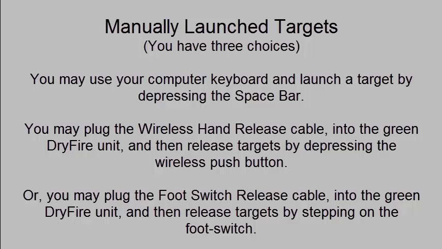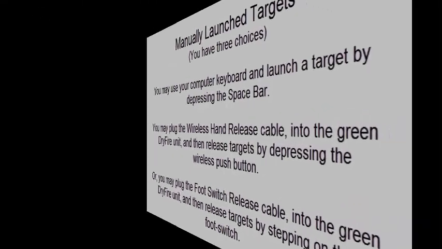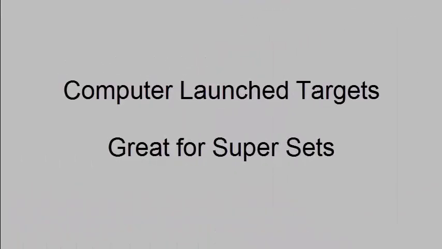Manually launched targets. You have three choices. You may use your computer keyboard and launch a target by depressing the spacebar. You may plug the wireless hand release cable into the green dry fire unit and then release targets by depressing the wireless push button. Or you may plug the foot switch release cable into the green dry fire unit and then release targets by stepping on the foot switch. Computer launched targets, great for supersets.